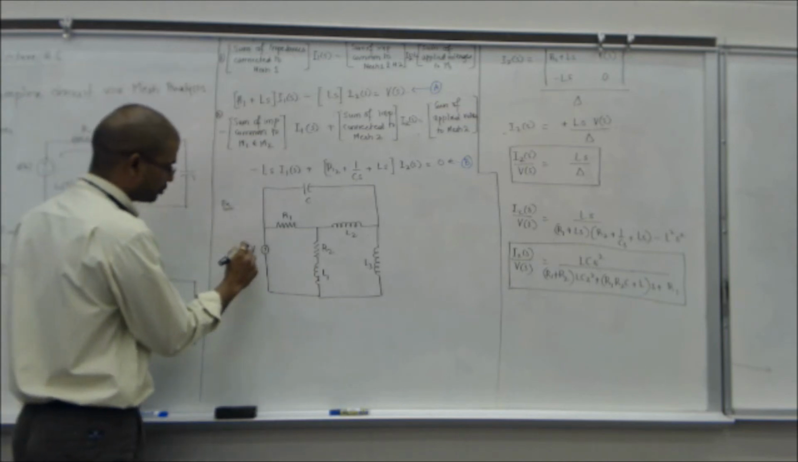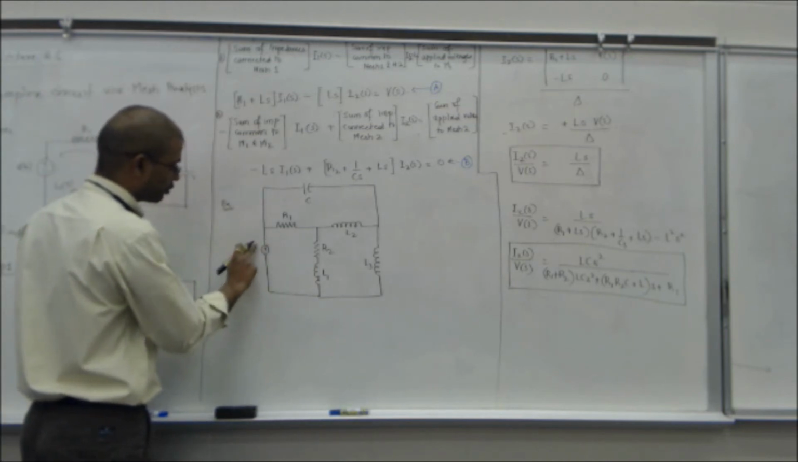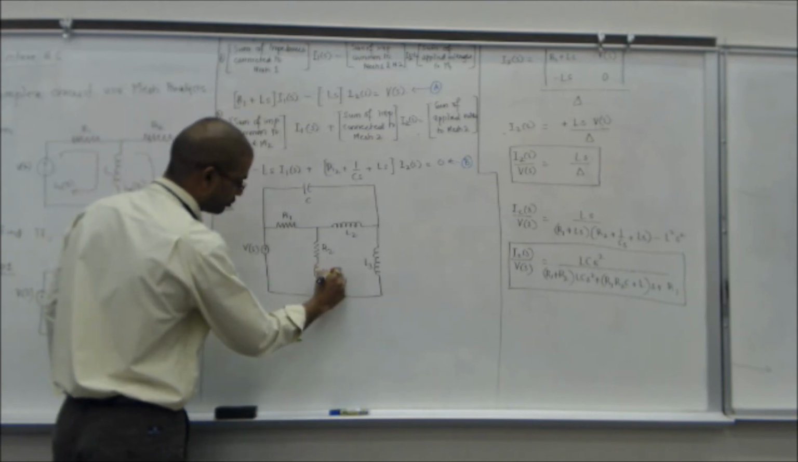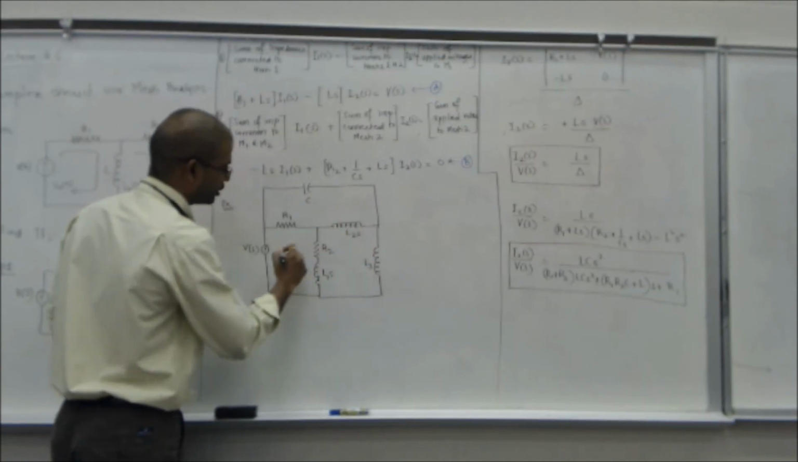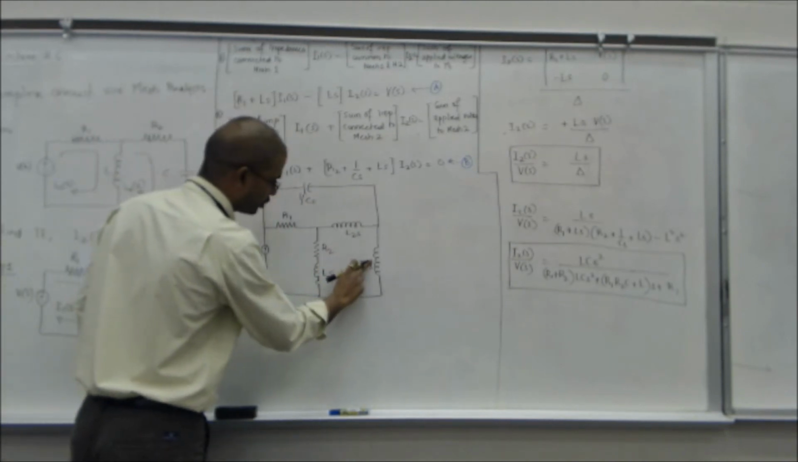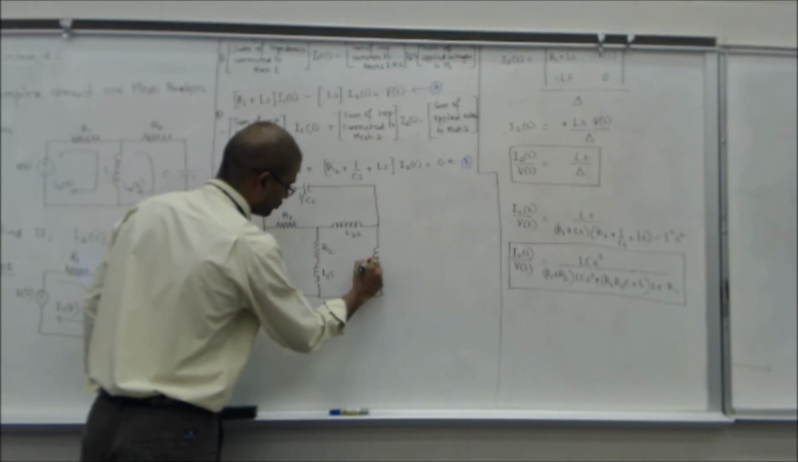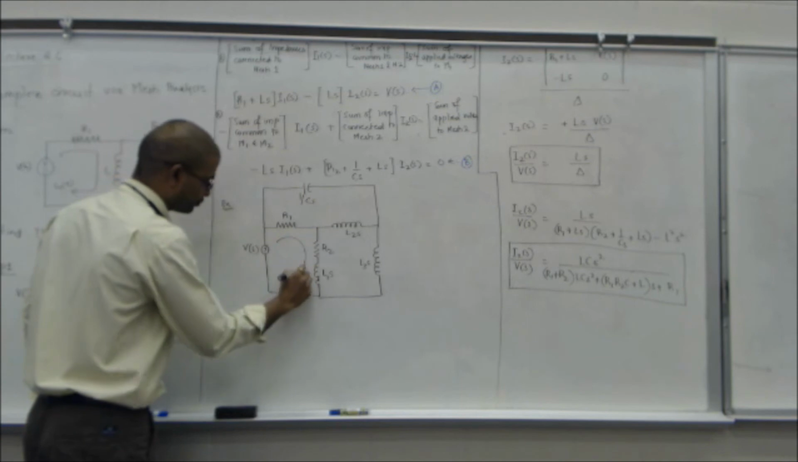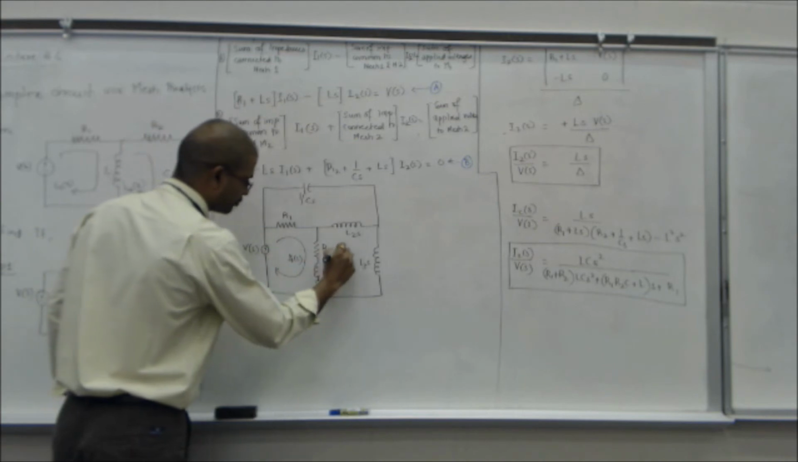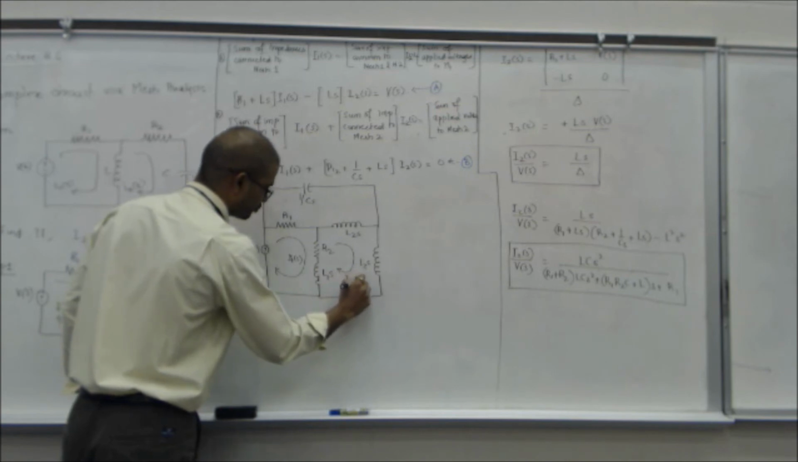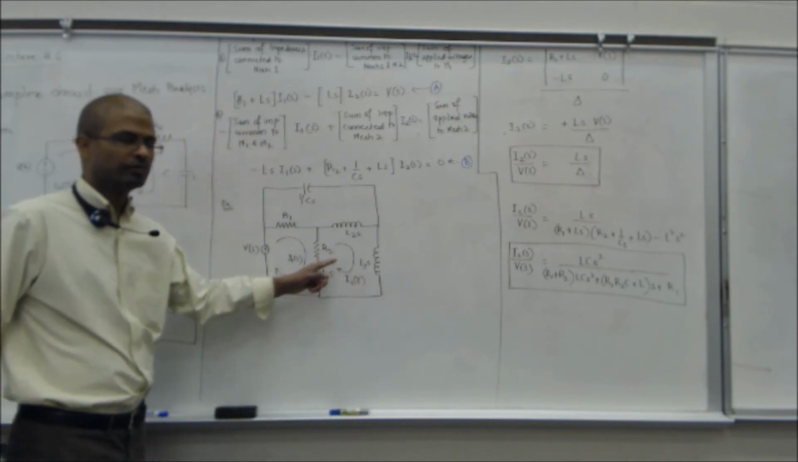So the first thing you're going to do is write the impedance of each element in terms of S. And you have I1 of S. This just means the flow of current. You understand that, right?